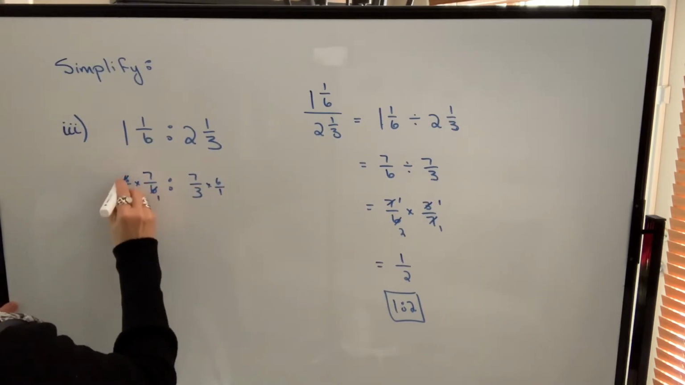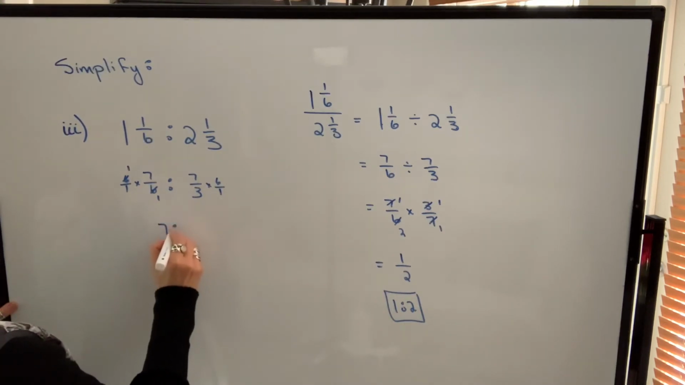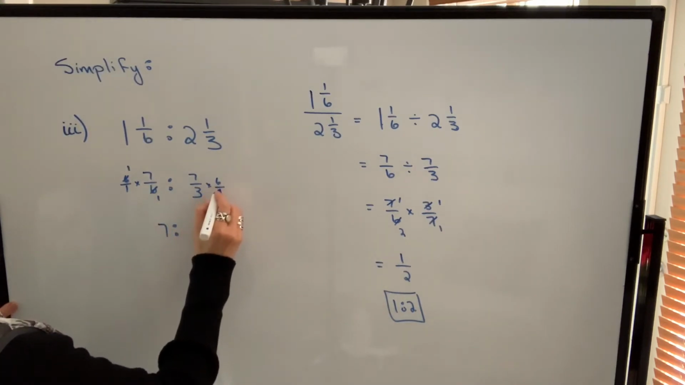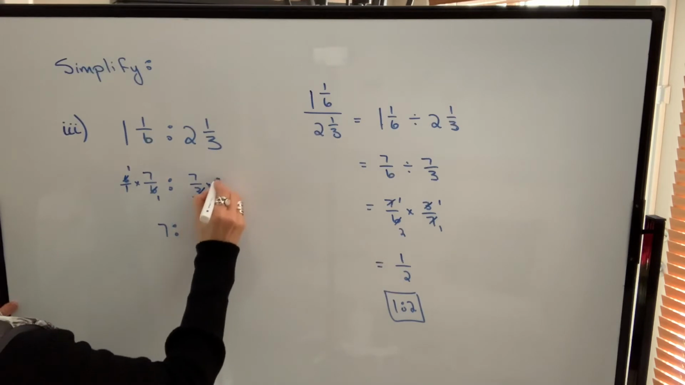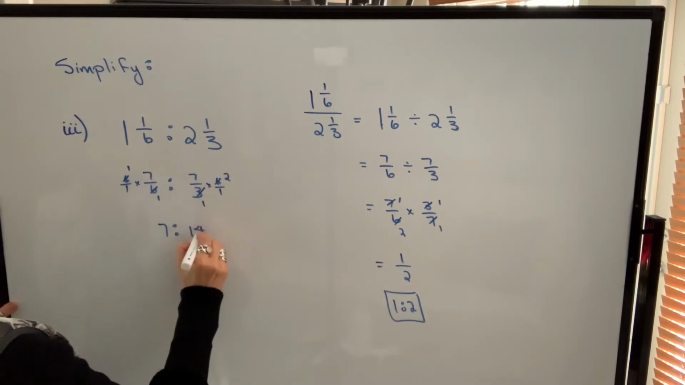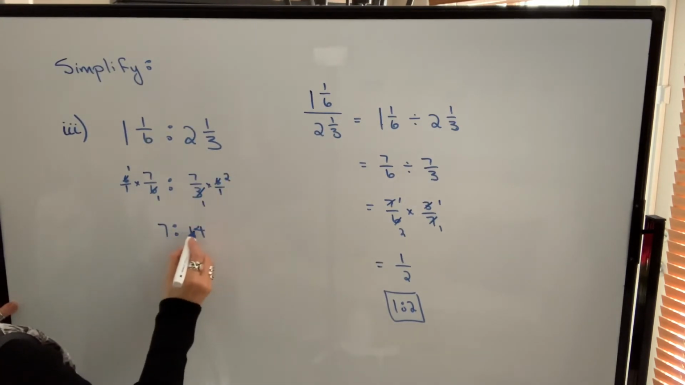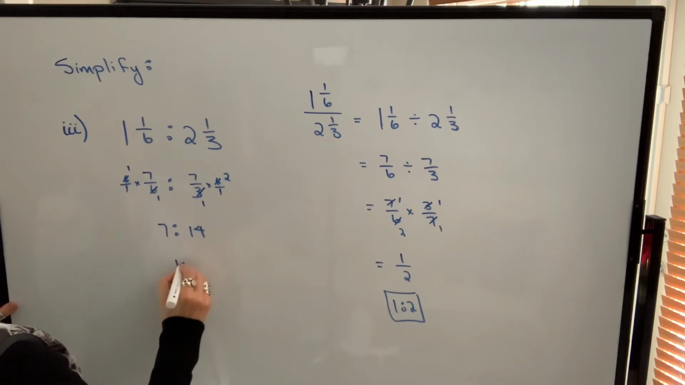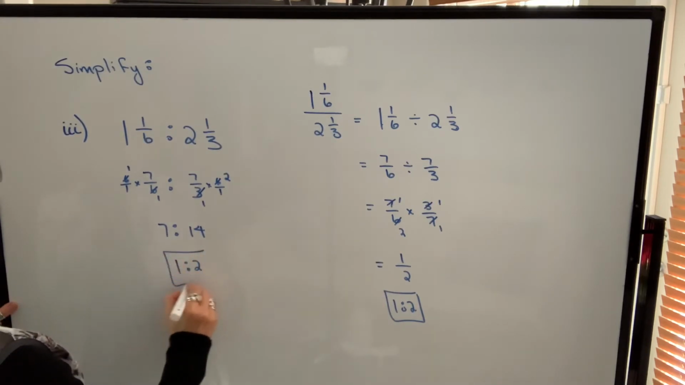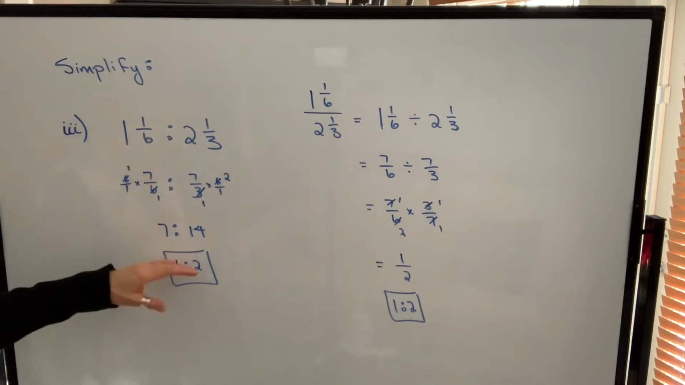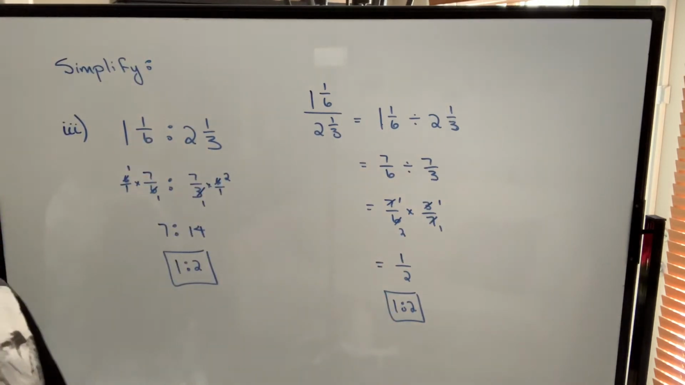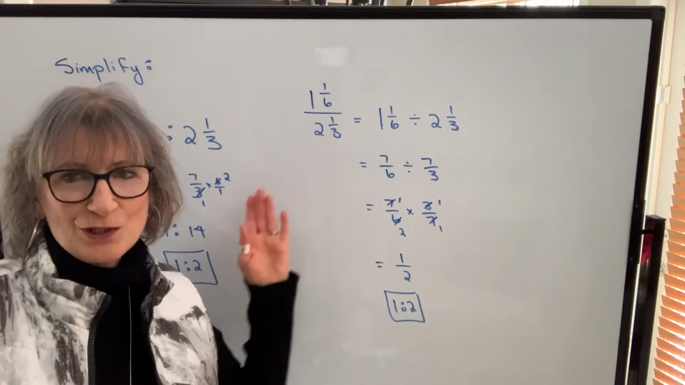The 6 cancels, so we'll have 7. The 3 cancels, we have a 14. And now I'm going to divide both of these numbers by 7, so I'll get 1 to 2. So both approaches will give you the same result. It's a matter of which one you found easiest.